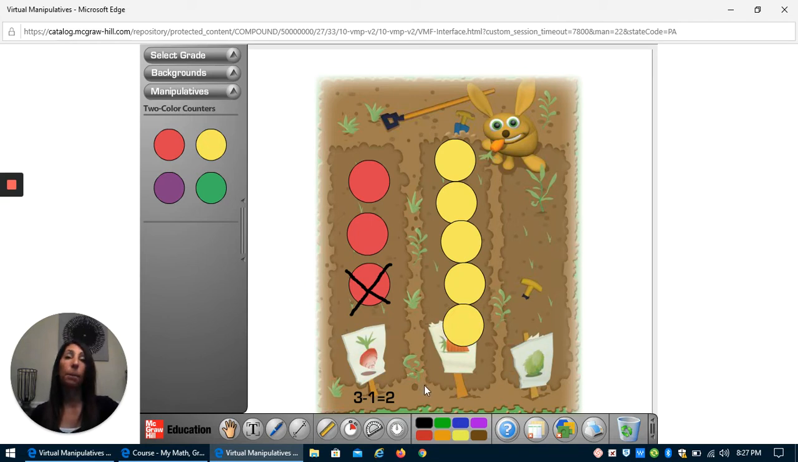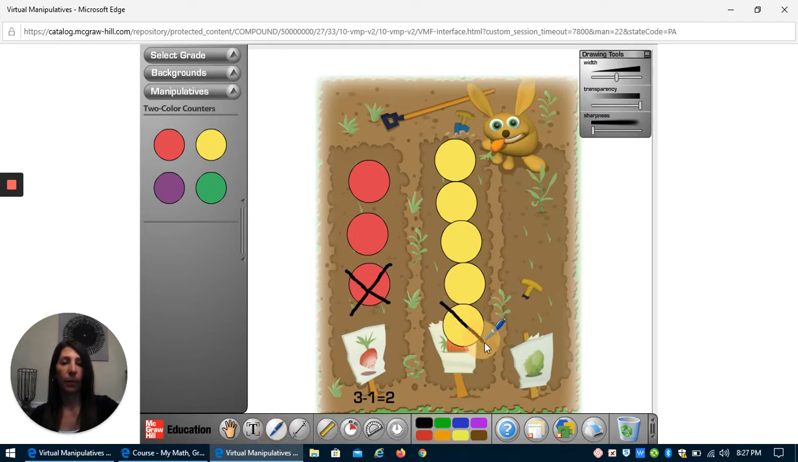And we know that bunnies absolutely love carrots. So guess what? He's going to eat 4 of them. 1, 2, 3, 4. And look at him up here. He's munching on one as we speak.